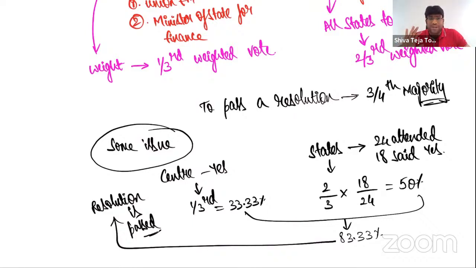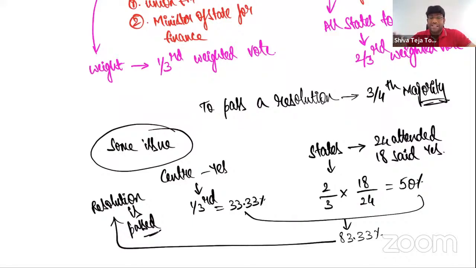So you have to please observe that the center has a weight of 1/3. All states together have a weight of 2/3. But a resolution is passed only when there is a 3/4 majority. This concept is very interesting. Come on, friends. If the center says yes, how much is done? 1/3 is done. All states together say yes, 2/3 is done. But to take any decision, there should be a 3/4 majority.